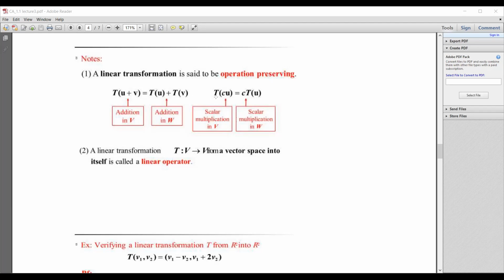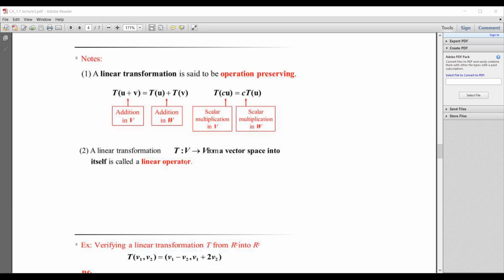Another one is T of C into U. As I told you, the underlying field of both spaces U and V has to be the same, and we have considered it to be the real number field. This C comes from the real numbers, and C into U is the scalar multiplication defined in V. Again, C into T of U: since T of U lies in W, this scalar multiplication is defined in your codomain space W.